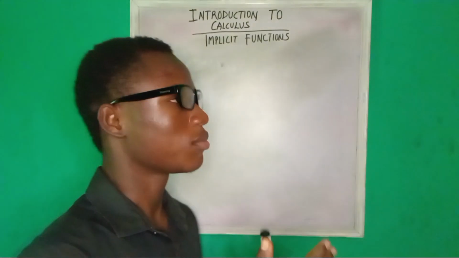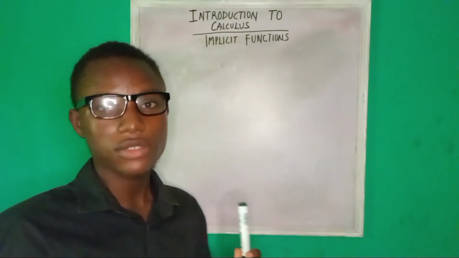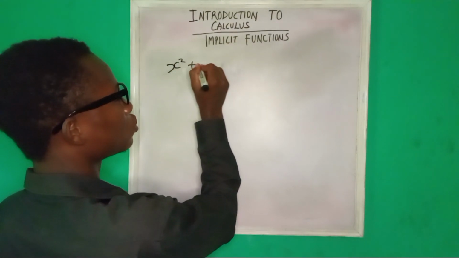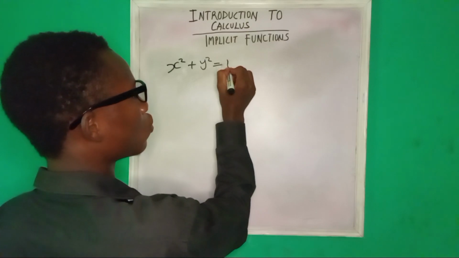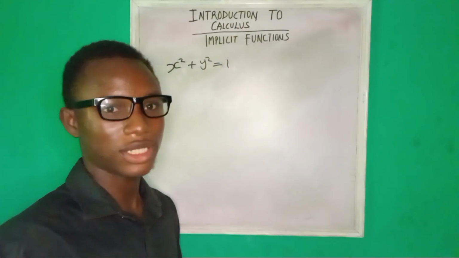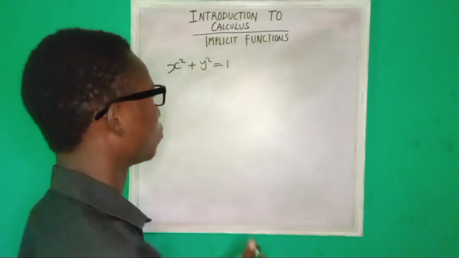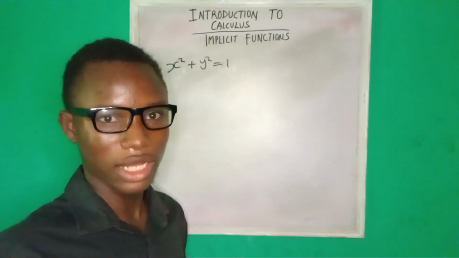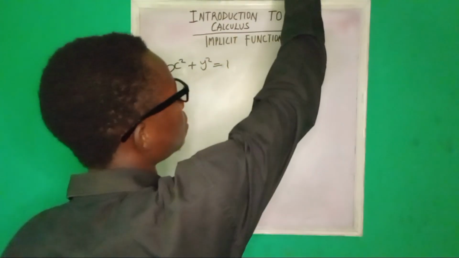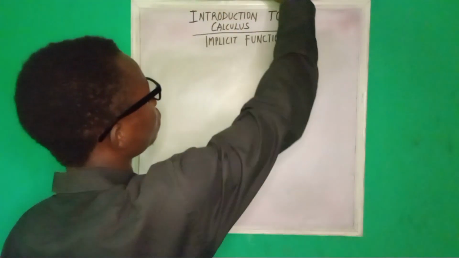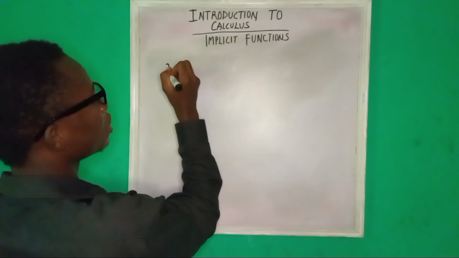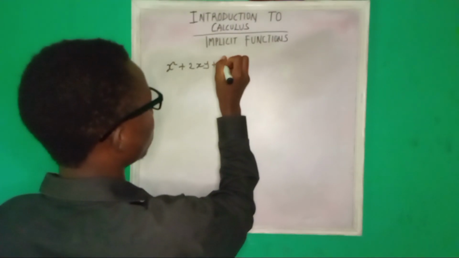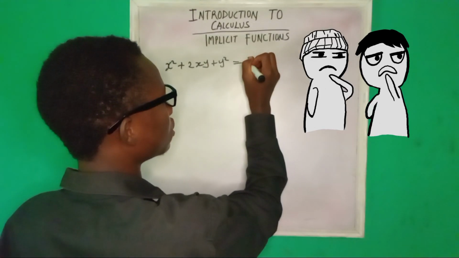That is explicit. But now when we move to implicit functions, we are going to have something like x squared plus y squared is equals to 1. Even this can actually be expressed later as explicit, but there are some particular equations whereby we can't express them at all as explicit. We have to solve them as implicit functions. For example, we have something like x squared plus 2xy plus y squared is equal to something like 5.